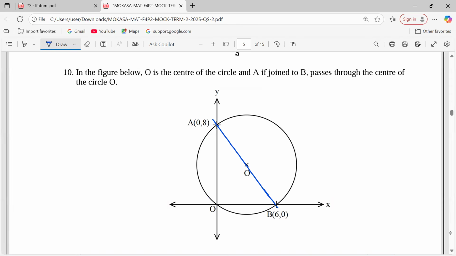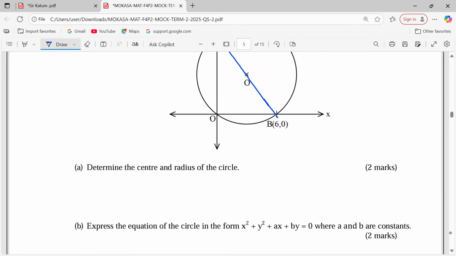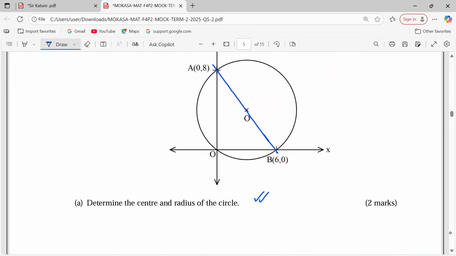And actually, just for your information, there are questions which will be set where, in case A and B are connected, they will not pass through the center, and we have to do it. So how are we supposed to do it? To find the center, because we must determine radius and also the center, I am going to show you the methods. That one I must show you.